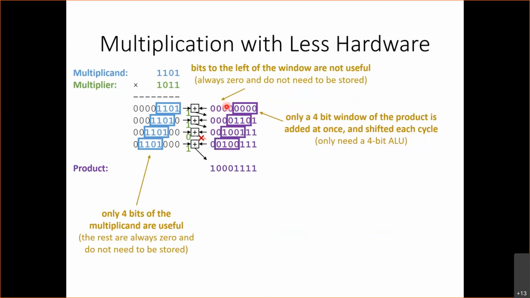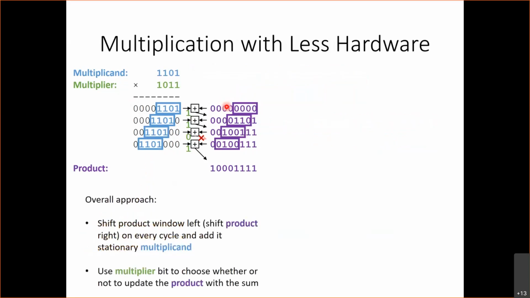Based on this observation, let's see if we can build a more efficient multiplier, and the answer is we can. We're going to change our strategy for multiplication. We're going to keep the multiplicand fixed. We're not going to shift it. We're going to think of the register as storing this window, as opposed to storing the entire multiplicand. In this case, we're going to shift the product to the right every cycle. And the multiplier is going to be the same. We're going to use the multiplier to choose whether or not we're going to update the product.